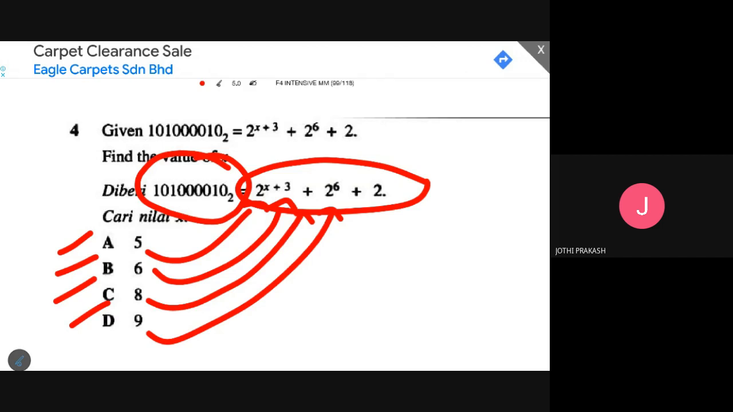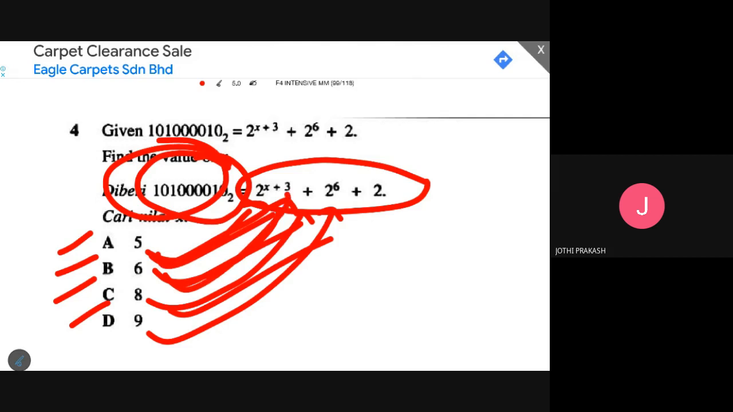Do you get my method, guys? Just randomly substitute one by one and then change this from base 2 to base 10, see which one is equal to each other. So kamu tak perlu pun buat jalan kira sebenarnya. Just compare only. Just sub randomly the values into the X. Lepas tu tekan calculator sahaja. Okay, so this is the express method actually for you guys.